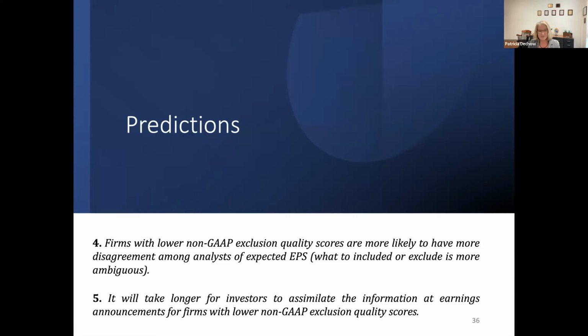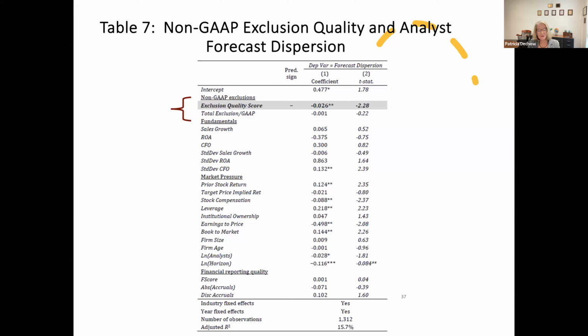So this is our tests of the relationship between non-GAAP exclusion quality and analyst forecast dispersion. And you can see we include lots of control variables in there. And we find that the relationship is the way we predict, that firms with lower exclusion quality scores tend to have higher forecast dispersion, consistent with analysts having a more difficult time forecasting what the earnings are going to be for those firms. Possibly, after controlling for all those other factors, they don't know what the firm's going to include or exclude, and some of them are coming up with different measures based on that.